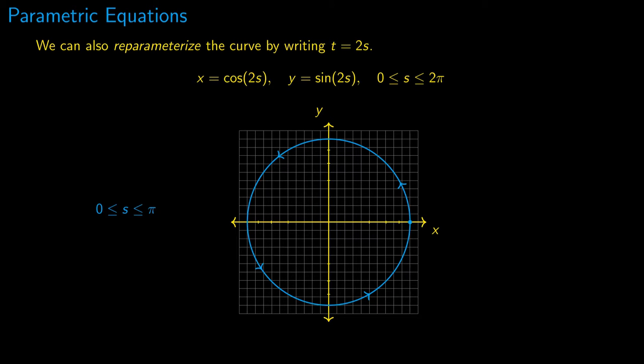But if we actually plot this curve like we did before, we'll see that by the time s reaches pi, we get one full circle. So we go over that path one time by the time s goes to pi. And if we let s keep going all the way out to 2 pi, the curve doubles up. And so you can think of this as the curve moving twice as fast, or it's covering twice the distance in the same amount of time.